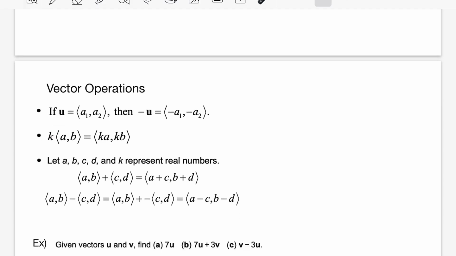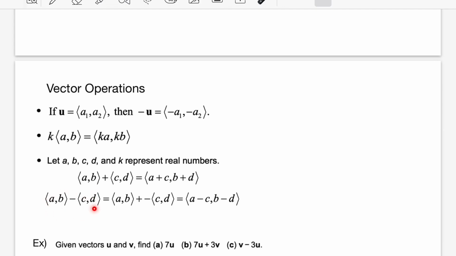Additionally, if we have a, b, c, d, and k just represent real numbers, if we were to add two vectors here, a, comma b, and c, comma d, what we're doing in this case is we're adding our horizontal components, so this a plus c here, and then we're adding our vertical components b plus d here separately. So we end up with this resulting vector, which is the sum of our horizontal and vertical components.